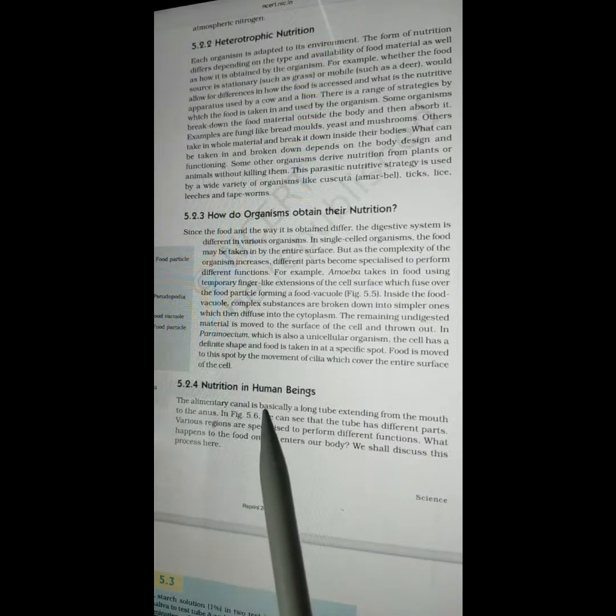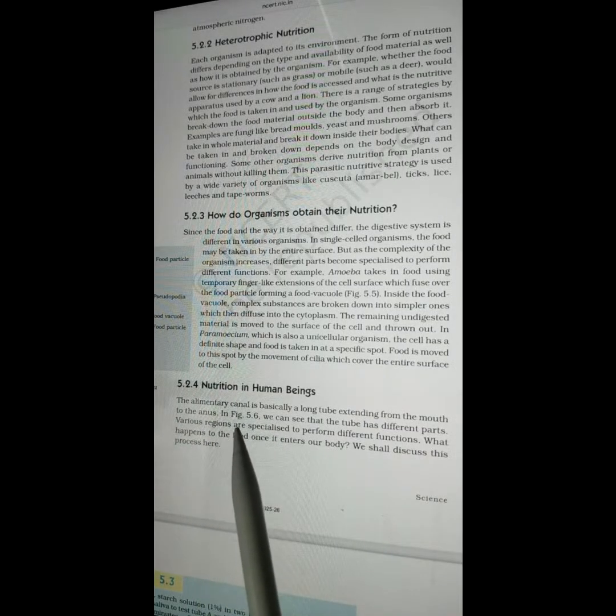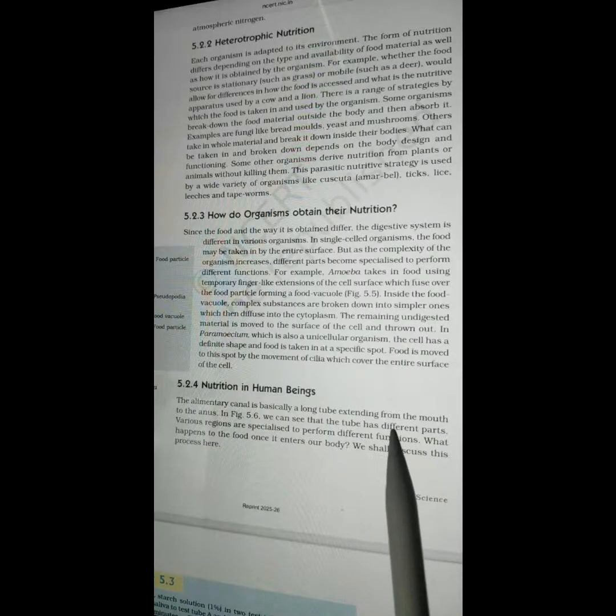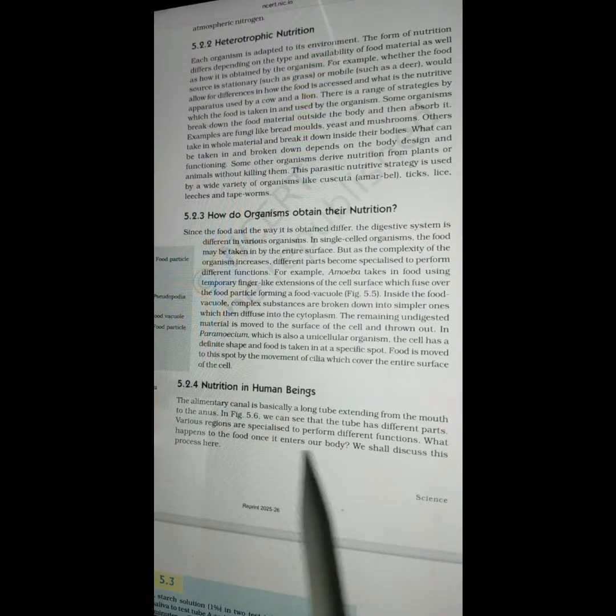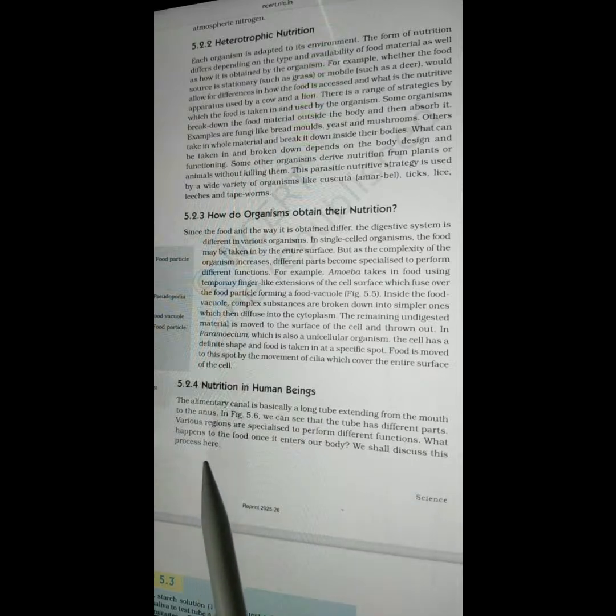5.2.4 Nutrition in Human Beings. The alimentary canal is basically a long tube extending from the mouth to the anus. In figure 5.6, we can see that the tube has different parts. Various regions are specialized to perform different functions. What happens to the food once it enters our body? We shall discuss this process here.